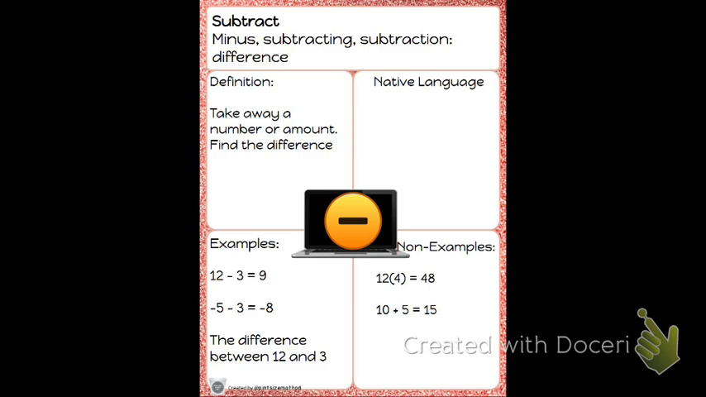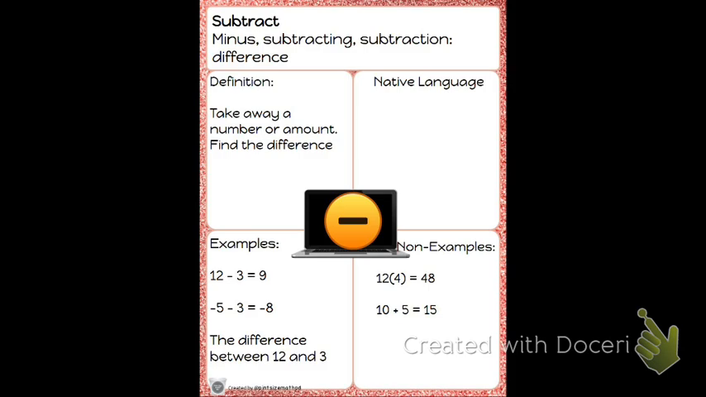So taking away a number or amount, or finding the difference, is also another way to tell you to subtract. You have a couple examples. In some of those, we're using positive and negative numbers. With difference, the order does matter. So the difference between 12 and 3 is different than saying find the difference between 3 and 12.